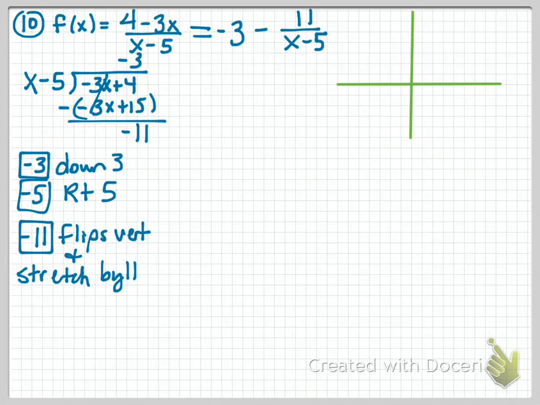So our vertical asymptote, the only one we have, will be at positive 5, because that's our right 5, which will be here. Our horizontal asymptote is at negative 3, which will be here.